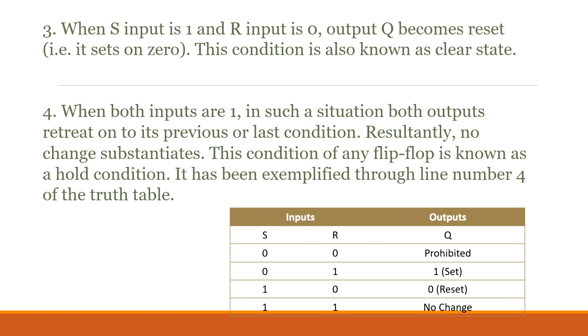In type 4, when both inputs are 1, both outputs retreat to their previous or last condition. Resultantly, no change substantiates. This condition of any flip-flop is known as a hold condition. It has been exemplified through line number 4 of the truth table.